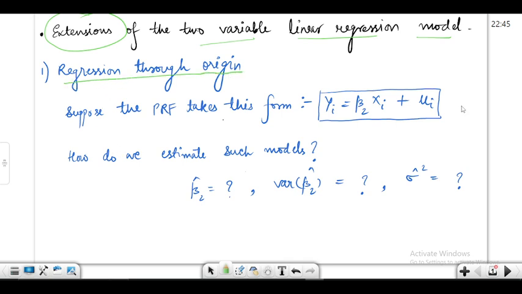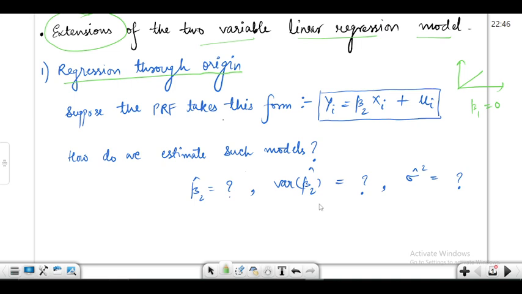Regression through the origin. When the regression line passes through the origin, which means that your beta 1 is equal to 0, how do we deal with such regression lines? How do the estimators of the parameters, beta 2 hat, vary? Or how do the formulas through which we estimate these parameters vary? We'll see what changes come to the model once we have a regression line that is passing through the origin.